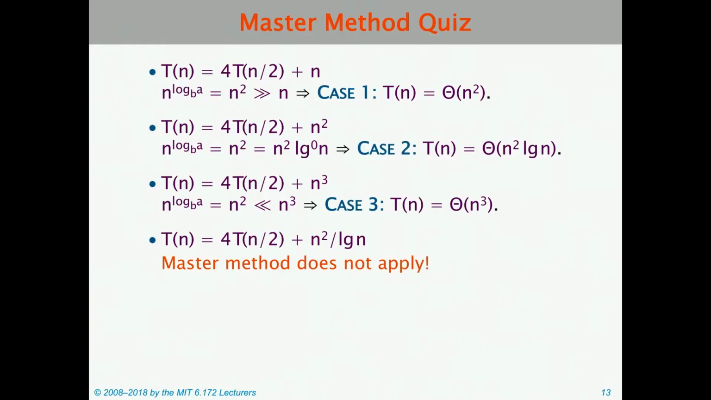This is one where the master method does not apply. This would be case 2, but k has to be greater than or equal to 0, and here k is minus 1. So case 2 doesn't apply. Okay, and case 1 doesn't apply, where we're comparing n squared to n squared over log n, because the ratio there is log n, and log n is smaller than any n to the epsilon, and you need to have an n to the epsilon separation.